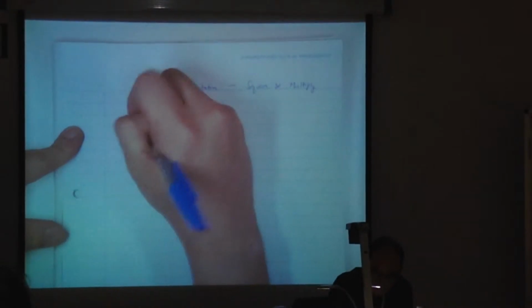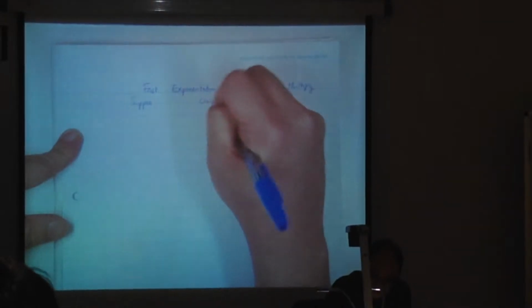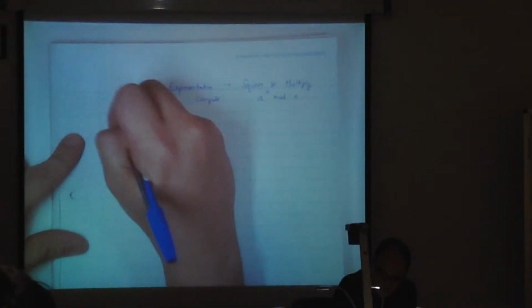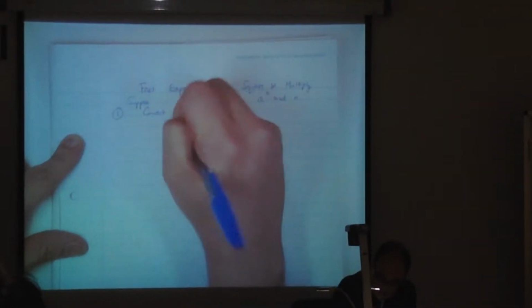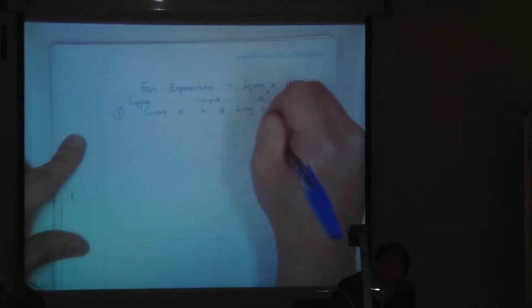Alright, so the algorithm actually works like this. Suppose we are to compute a to the power of x modulo n. Right? The question is this. So how can we do this? So the step is like this. Number one, you need to convert x to its binary equivalent.